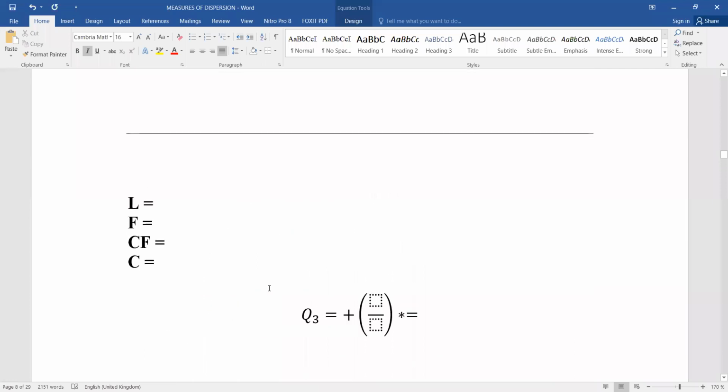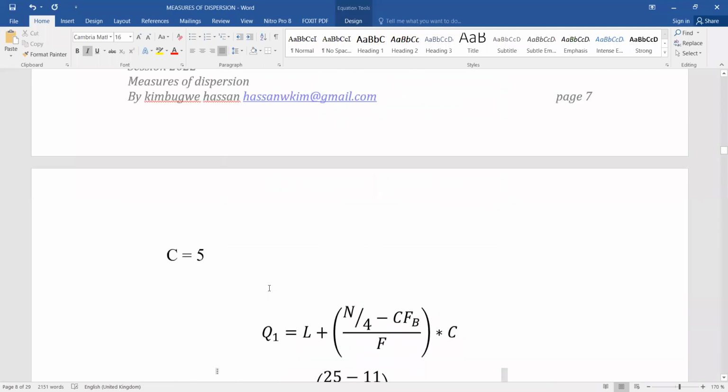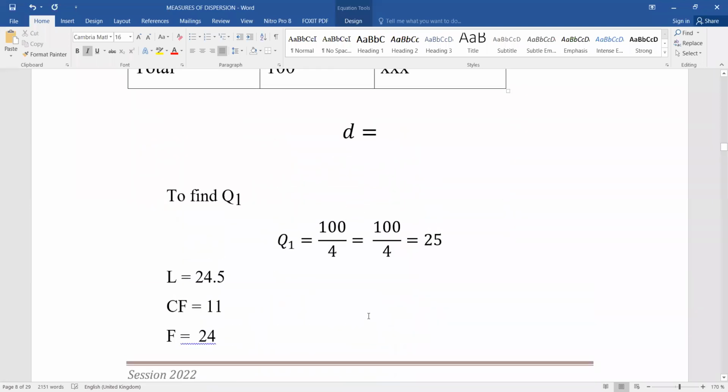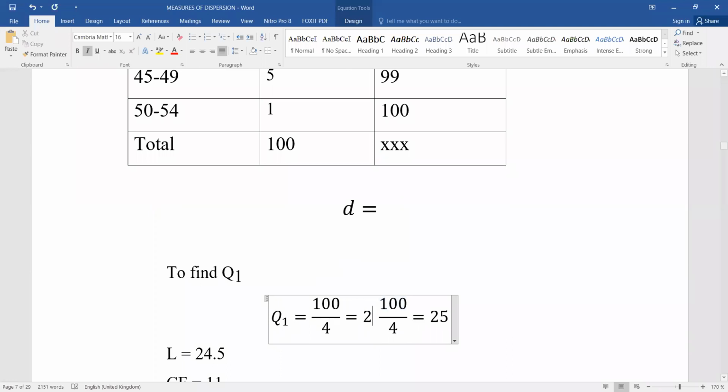Q3, again we follow the same thing. This was Q1. Q1 was equal to 25. That was the position. Now for Q3, this is the third quartile. So we shall have 3 times 100 over 4, so it is 3 quarters. The first one is the first quarter, the second quarter is the median, and the third quarter is 3 over 4.